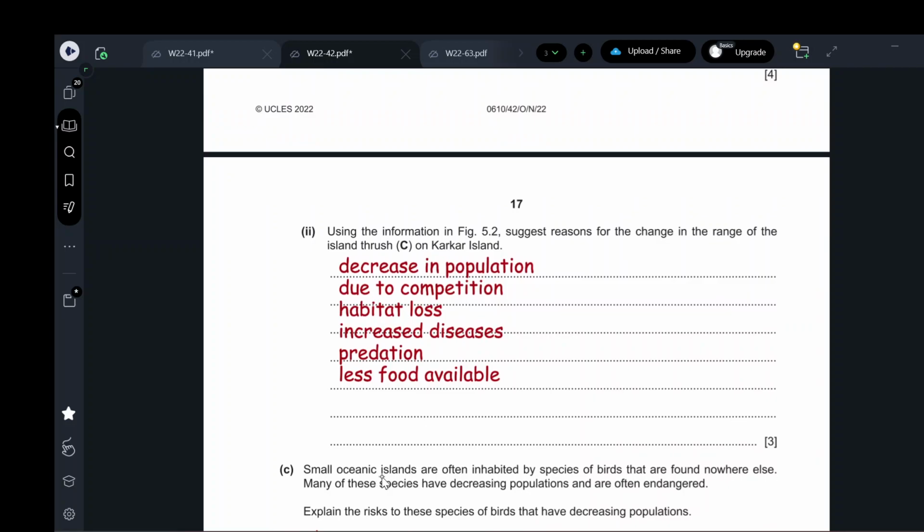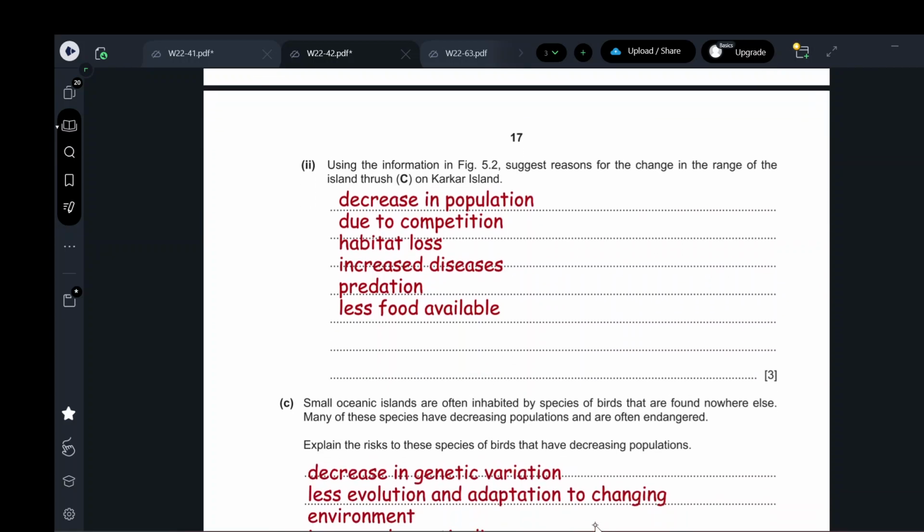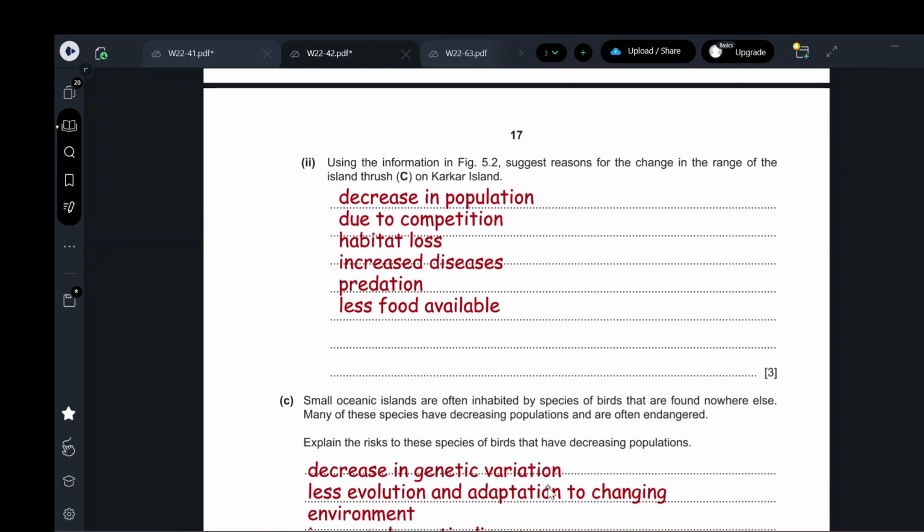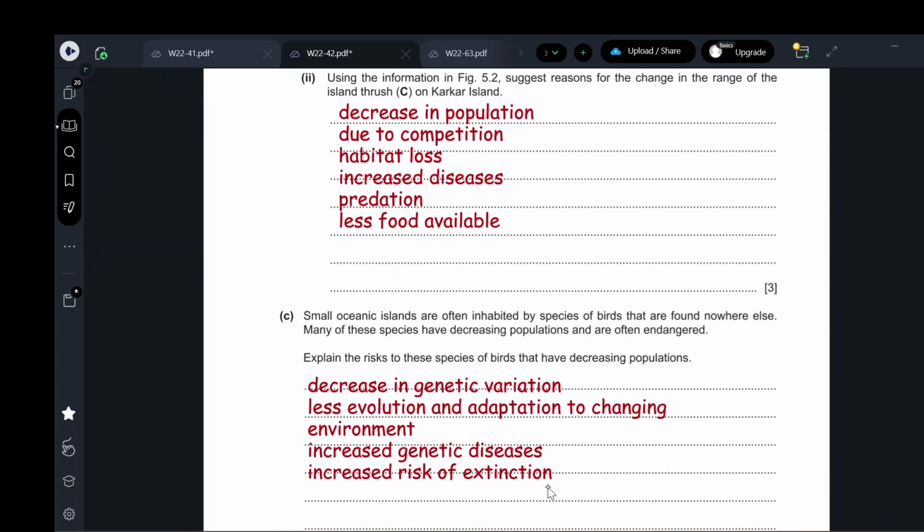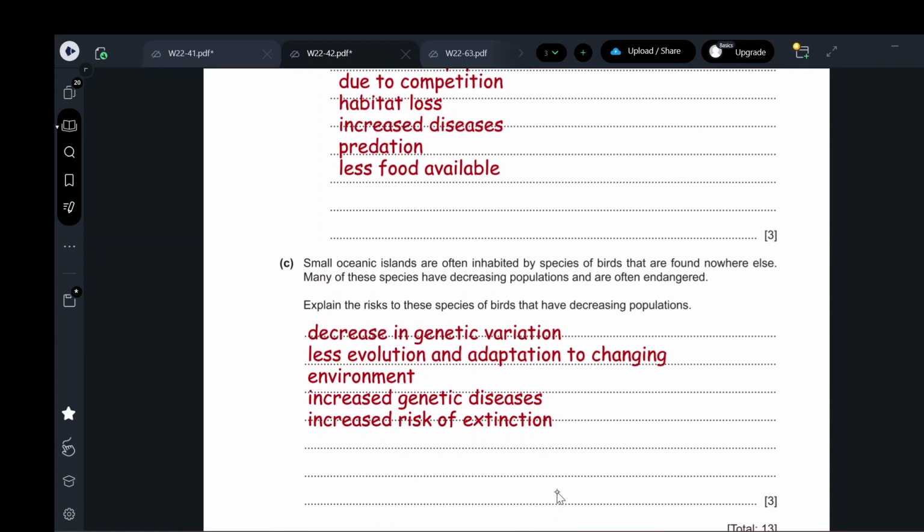Small oceanic islands are often inhabited by species of birds that are found nowhere else. Many of these species have decreasing population, often endangered. Explain the risks to these species of birds having decreasing population. What are the disadvantages of a small population? There will be less genetic variation, less evolution and adaptation to the changing environment, increased risk of genetic diseases because they are interbreeding together, and increased risk of extinction.